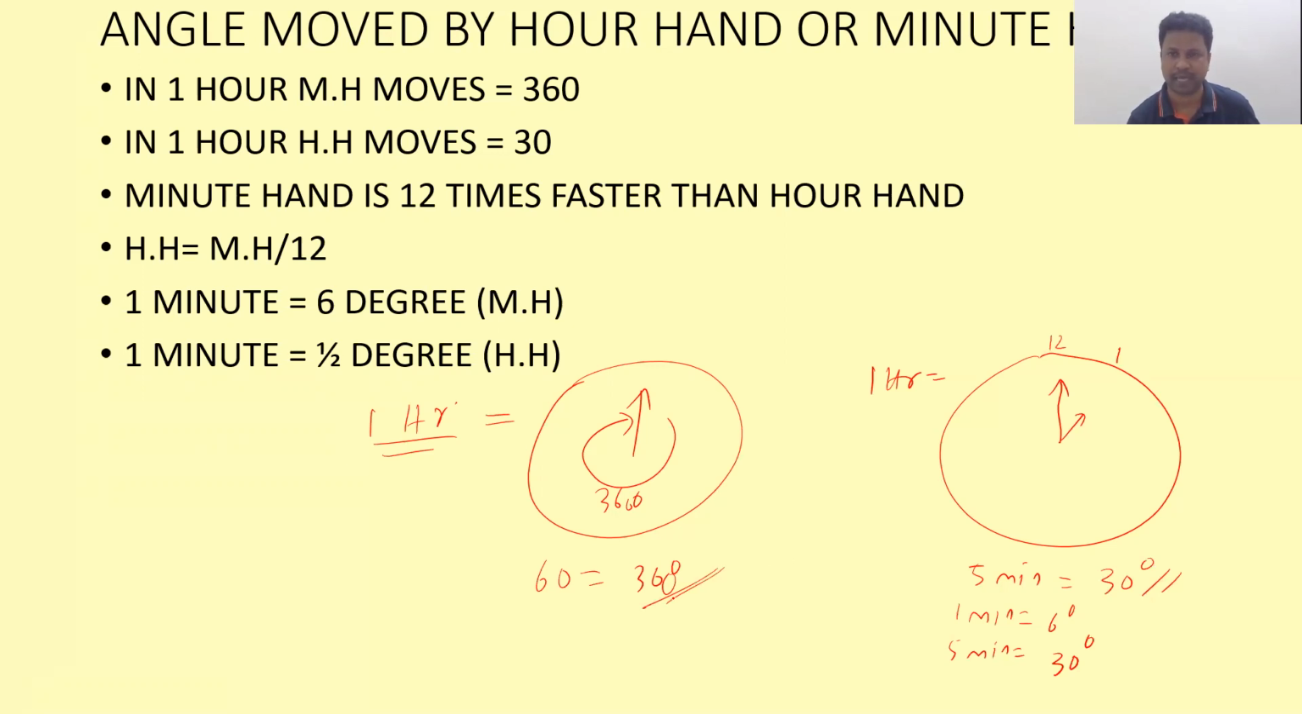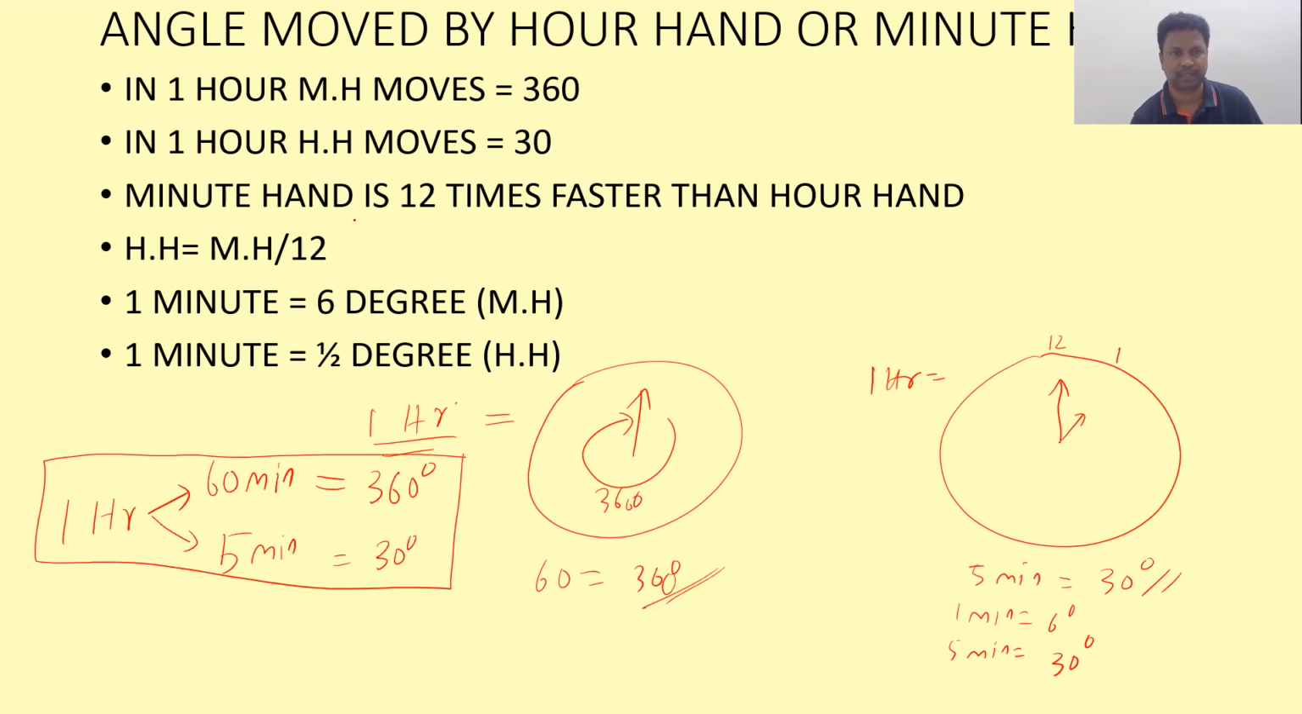Okay, so you must be very careful with these conversions. So 1 hour, again I write this, 1 hour, the minute hand will move 60 minutes. In terms of degree, I can say 360 degree. In 1 hour, the hour hand will move 5 minutes. In degree terms, I can say it is what? 30 degrees.